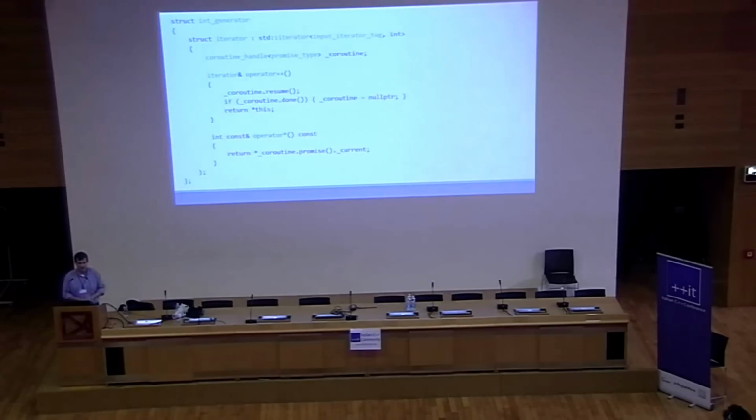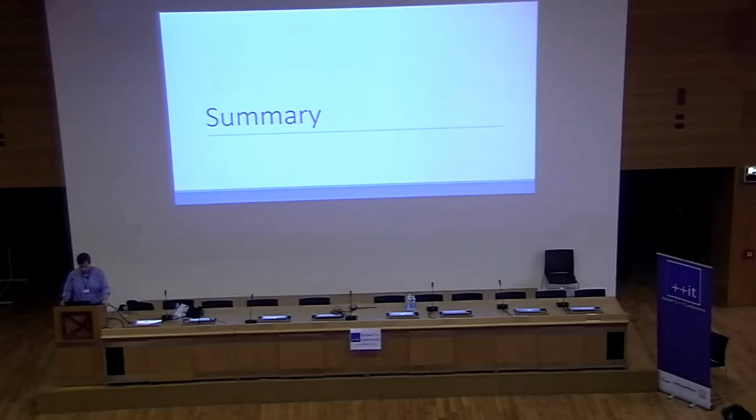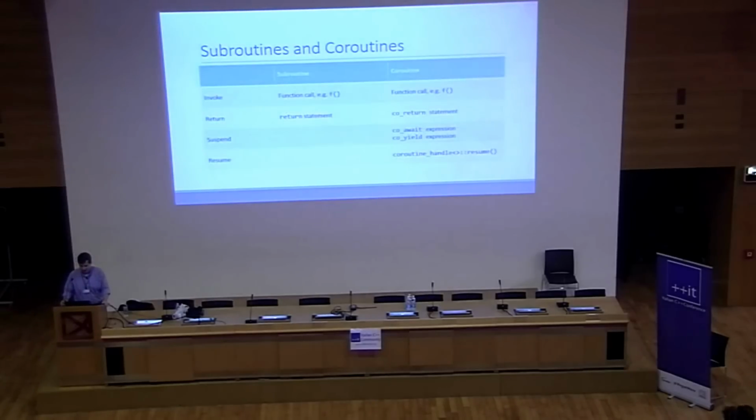I'll share the slides afterwards, and I can provide more information because I think I'm running short on time. But the end result is that we can, with very little code, go and implement a generator like this. This is the generator design pattern. There's lots of other design patterns that can be implemented using coroutines. So with that, I will have our little summary.